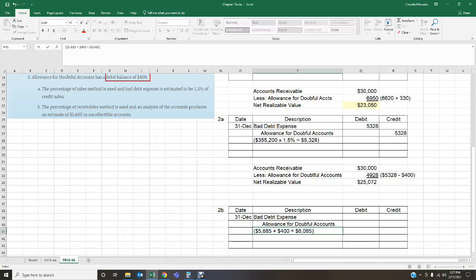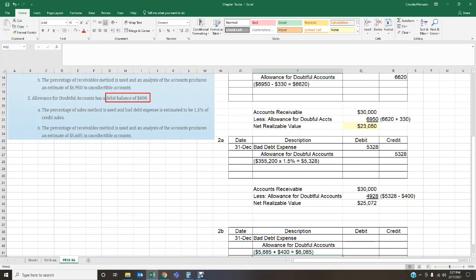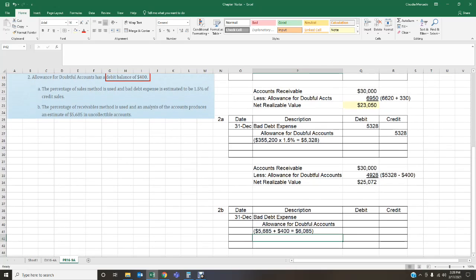So in order for my bucket to have $5,685 at the end of the accounting period based on my estimates, but I know that I'm short $400, in order for us to have the correct balance, I need to deposit $6,085 into my allowance account. That will cover the $400 short plus the $5,685 estimate that I calculated.